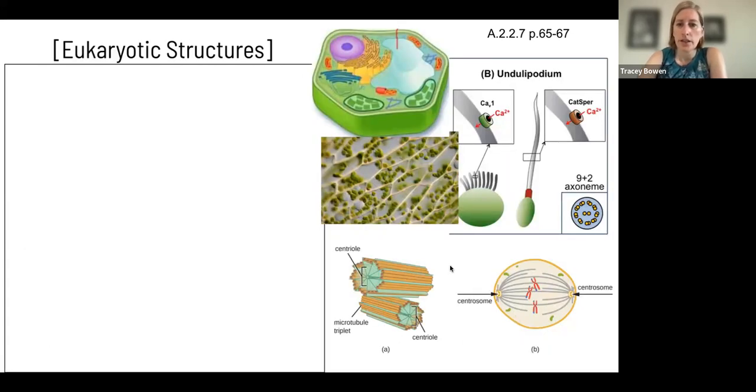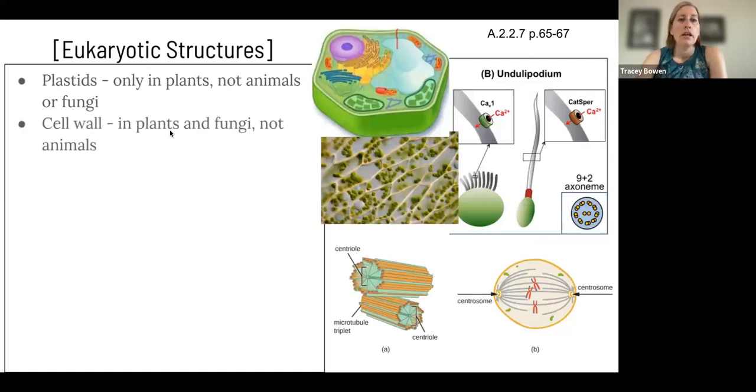Some of the ones we're going to see here: plastids, which are only in plants, not animals. You've probably heard of them as chloroplasts, and they are what does photosynthesis. Plant cells will also have cell walls. These eukaryotic structures can exist in eukaryotic cells, but they're not necessarily going to exist in all eukaryotic cells.